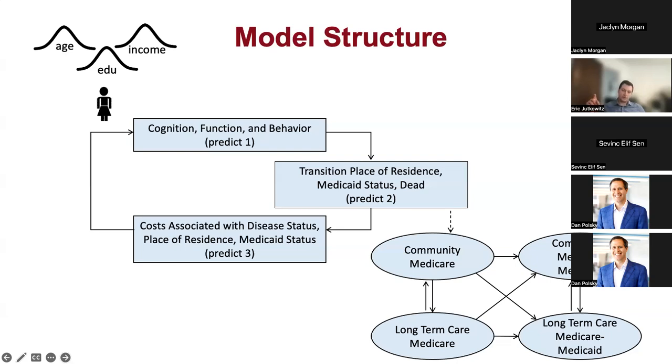And so an individual cycles through the model in monthly increments. At the beginning of the month, we predict their cognition, function, and behavior, their transitions, their costs, and they cycle through in monthly increments.